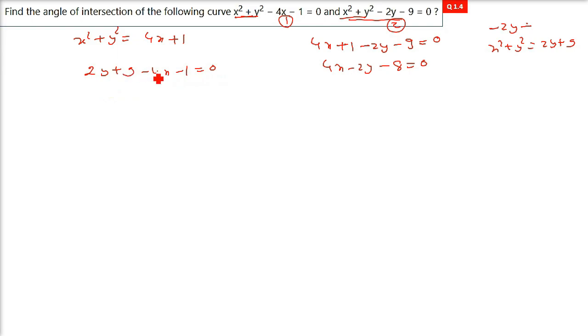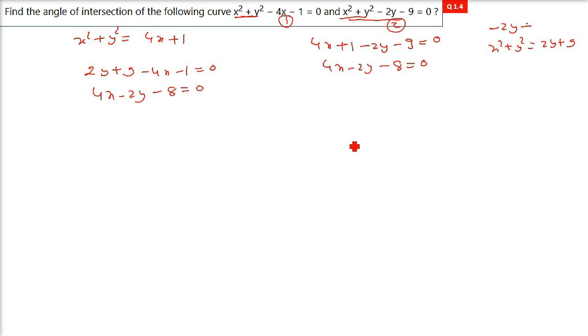So what do you get? Same thing I'm doing, means for both the equations, I'm trying to put the value of x square plus y square from first to second and second to first. And when you solve this, you'll get 4x minus 2y minus 8 equals 0. Both the equations are the same. And you can simplify it by dividing it by 2.